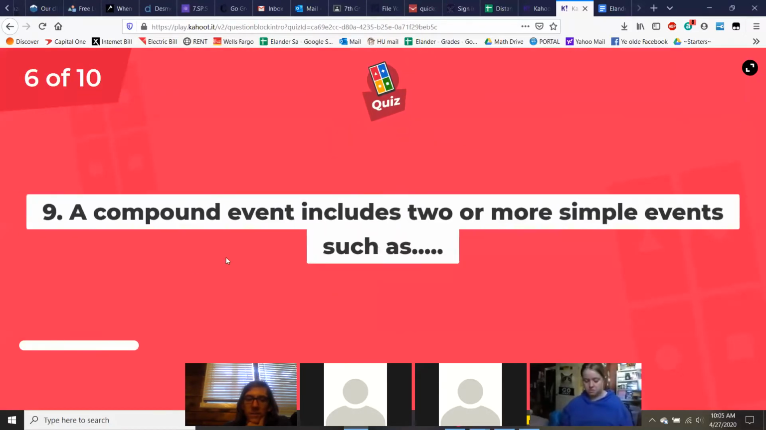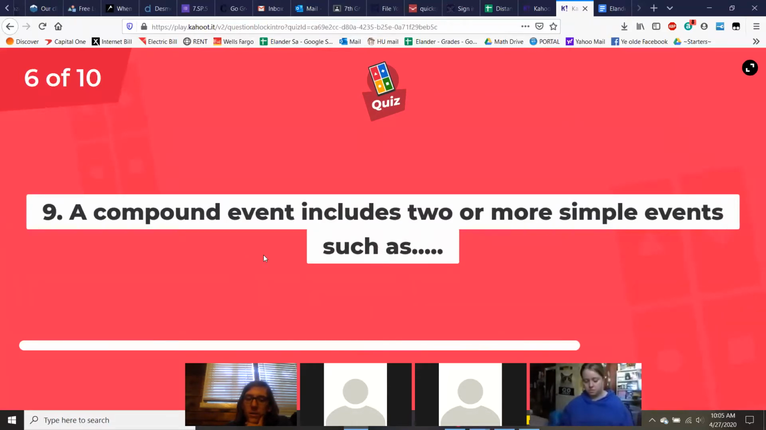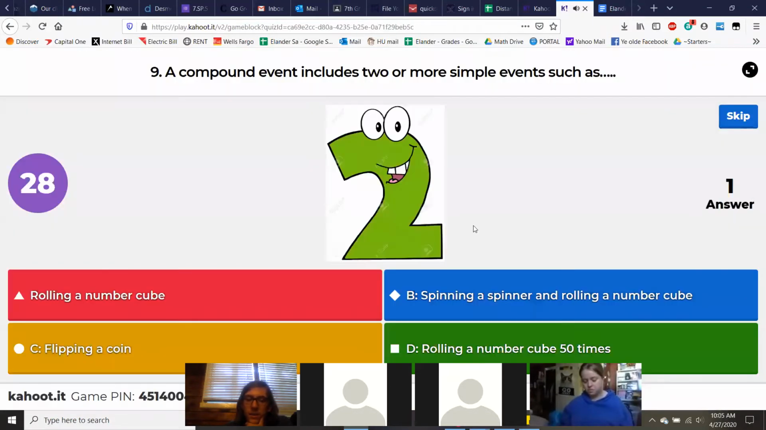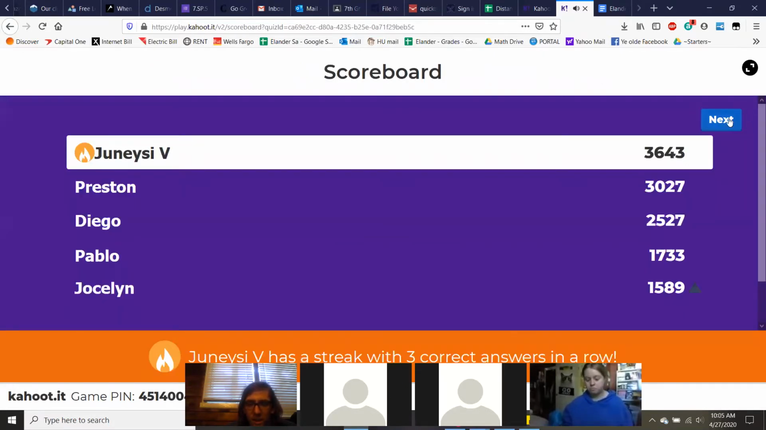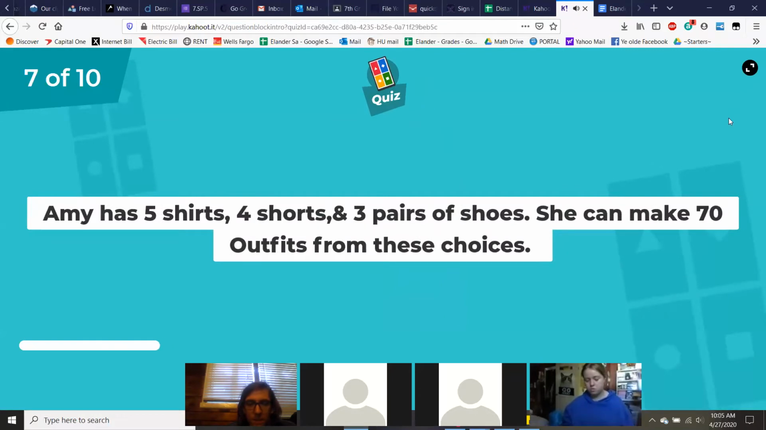All right. A compound event includes 2 or more simple events. I need to skip this question. I know that might affect some of your streaks. You can make a guess on here if you need to. 5, 4, 3, 2, 1. Sorry, that was my bad for not cutting that question out. All right, good job. It's got 2 different events going on. Good job, guys.